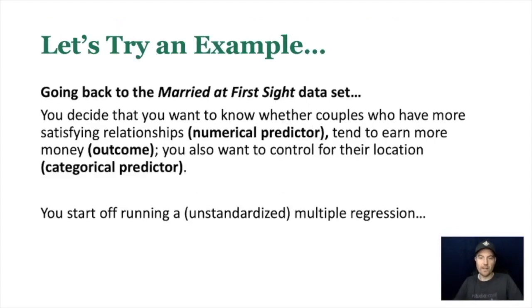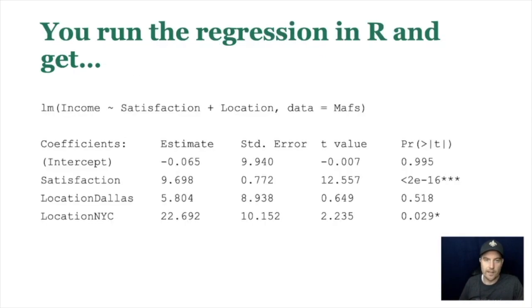So to finish, let's try an example. So let's go back to the married at first sight data. So you decide you want to know whether couples who have more satisfying relationships, which is a numerical predictor, tend to earn more money, which is your outcome. You also want to control for their location, which is just a categorical variable. You start off running an unstandardized multiple regression. And let's say these are the results we got.